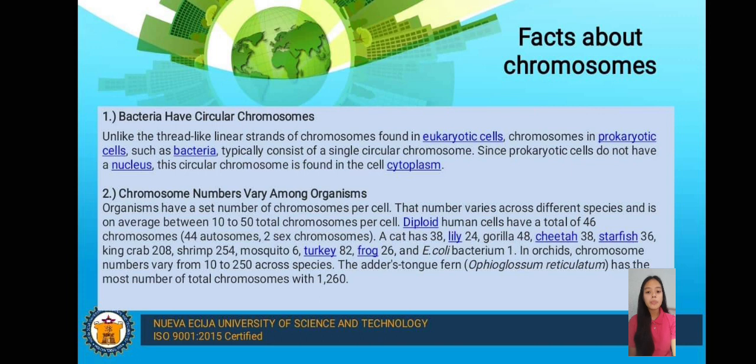So number 1, bacteria have circular chromosomes. A bacterial chromosome is typically a single circular double-stranded DNA molecule that contains all or most of the genetic information of a cell. Number 2, chromosome numbers vary among organisms. Different species have different numbers of chromosomes. For example, humans are diploid, 2N, and have 46 chromosomes in their normal body cells. These 46 chromosomes are organized into 23 pairs: 22 pairs of autosomes and one pair of sex chromosomes.